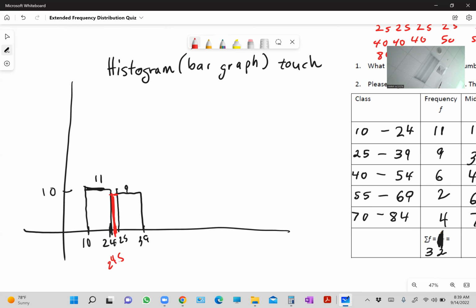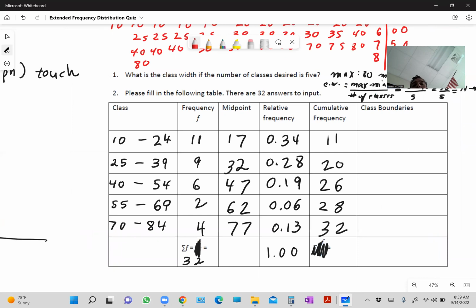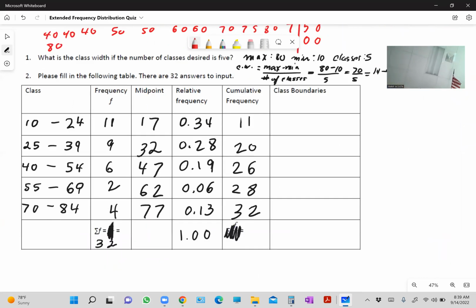But at the same time, I'll make this guy a little bit wider and this guy a little bit wider, because if I make one side wider and the other side wider to keep my class width the same, I would have to make both sides wider. So what I can do is just add and subtract half on each side and the gaps are gone. My class boundaries are another way of representing my classes so that the gaps are gone and I can make a histogram.